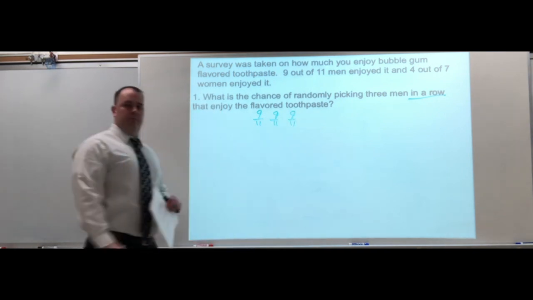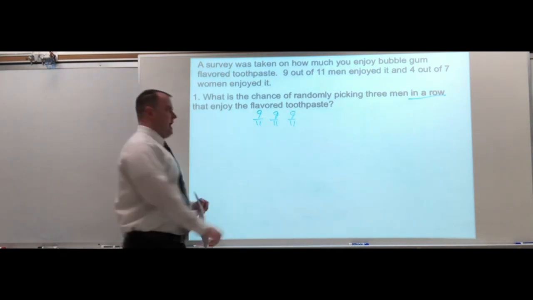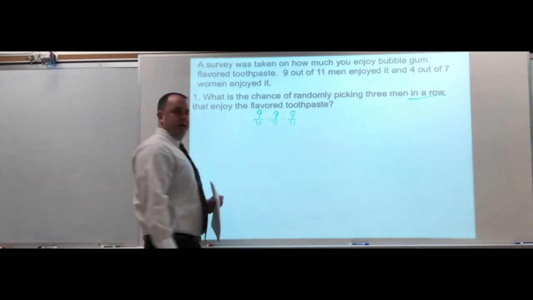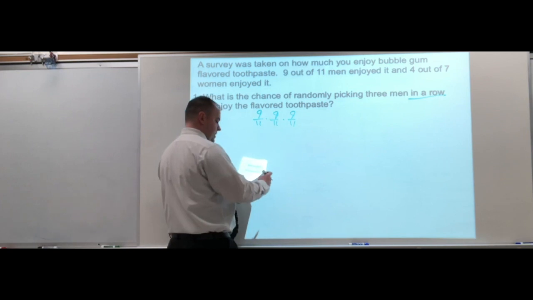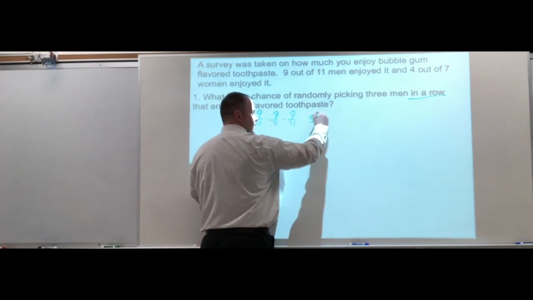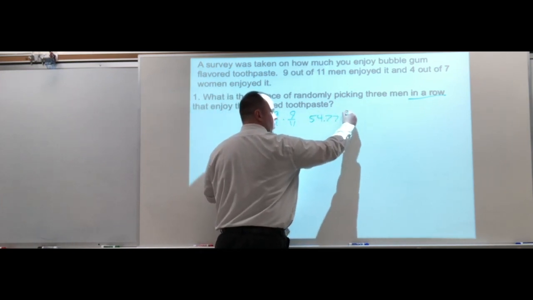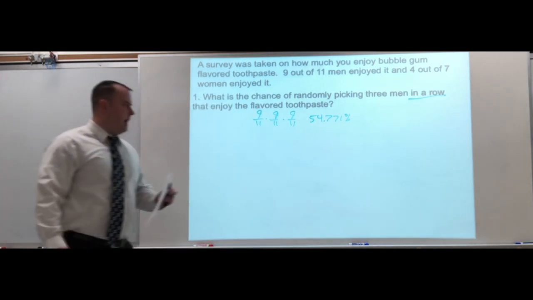Pick 3 in a row, and I'm going to multiply right across. Multiple actions, so I'm multiplying across. Okay? And that should give you 54.771% if you plug that into your calculator.